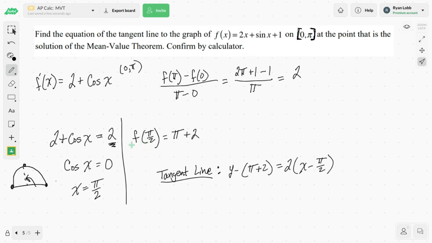All right, so it's a quick tangent line on the graph of f. So I got to plug pi over 2 into function f. I do that and I get pi plus 2. And here we can see that in point slope form, that would be my solution. There's no reason even to put this in slope intercept. That is going to be the equation of the tangent line. So in other words, when I graph this function, the tangent line would be parallel to the line that connects the endpoints on the interval 0 to pi.